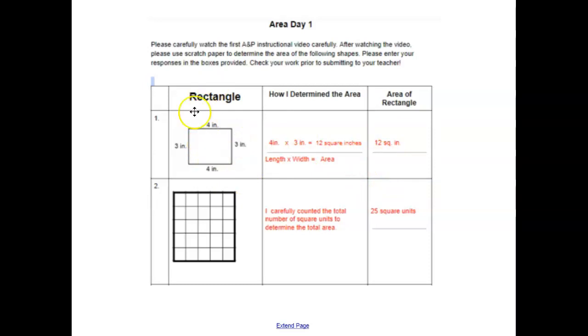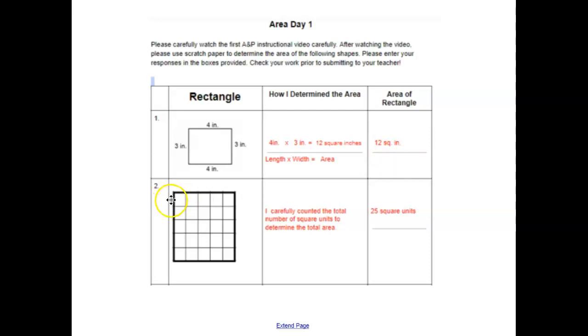So this rectangle had all of the side lengths listed, but I only needed to know the length times the width. So I very carefully multiplied 4 inches times 3 inches, and I know the total amount of space covered is 12 square inches. So in this box, I put how I determined the area. Well, for this one, I just multiplied the length and the width, and I labeled my equation and solved. In this box, you just put the area. The total area is 12 square inches.